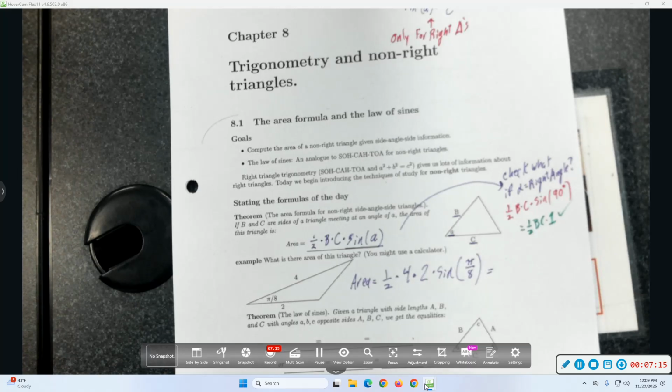So let's just simplify that and then we'll get a decimal approximation. So simplify it, what do you get? 4 times sine 5 over 8. Yeah, cool.